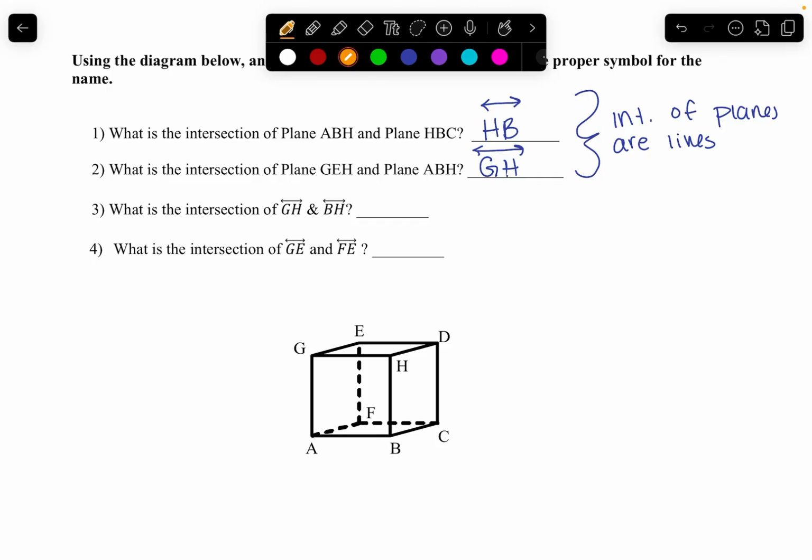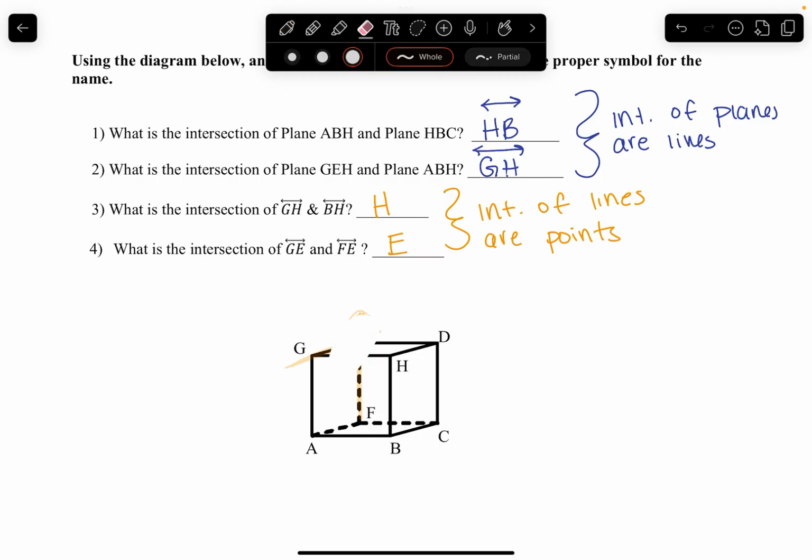Erase. Next, it says, what is the intersection of line GH and line BH? So where is GH? GH is here, and then BH is here. Where do those two lines intersect? They intersect here at this point, so we're going to call this point H. And then again, we're going to look at GE back here and FE, which is this one back here. They intersect both at point E. So we're going to say the intersection of lines are points, okay? This is going to be really, really important for you later.